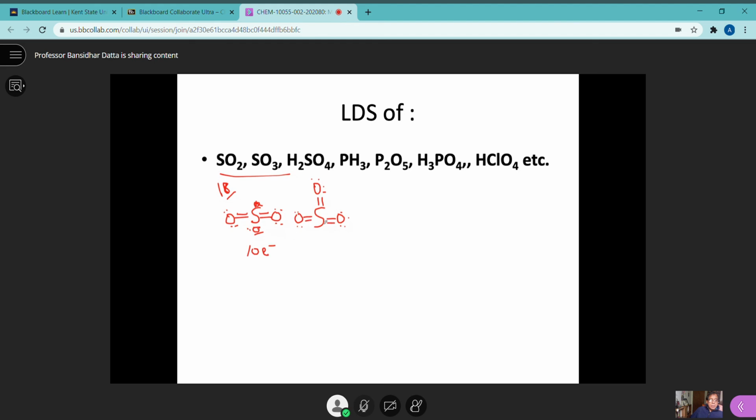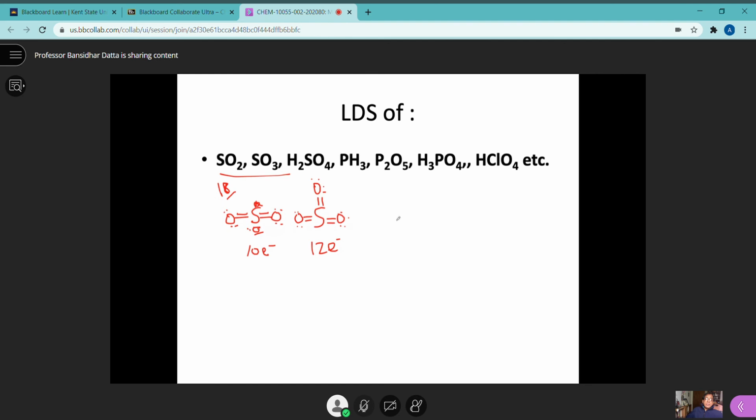And this sulfur has how many electrons? This sulfur has how many electrons? 12. Yeah, oh my goodness. It's 12 electrons. So what's going on? What will we do? So sulfur has 10 electrons, usually instead of 8. This sulfur has 12 electrons.